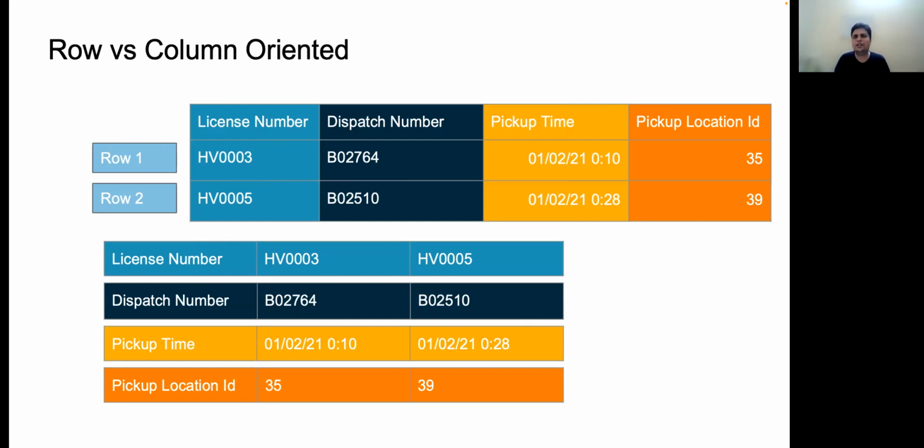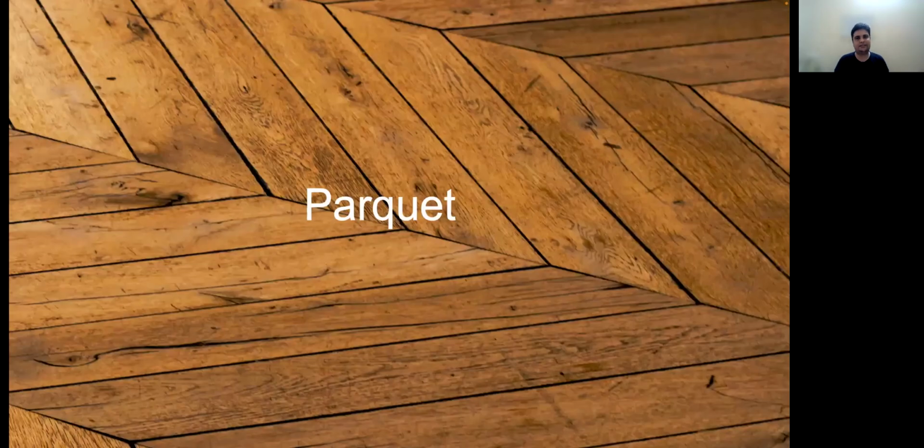Why would you do this? What is really the advantage? We will look at one column oriented file format and discuss some of its advantages. So we are going to look at Parquet, which is obviously a column oriented format.